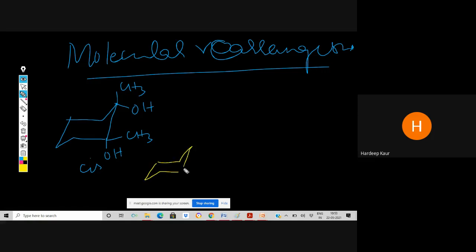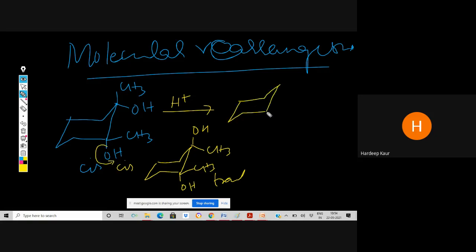So trans case में क्या होगा? So I will keep one set constant, ਦੂਜੇ ਨੂੰ reverse ਕਰ ਦਿਆਂਗੇ. CH3 is here, OH is here. So this is trans isomer and this one is cis. ਹੁਣ ਤੁਹਾਨੂੰ ਪਤਾ ਹੈ ਕਿ pinacol-pinacolone rearrangement ਕੀ ਹੁੰਦਾ ਹੈ? There occurs the formation of carbocation. ਜਦੋਂ H positive ਪਾਵਾਂਗੇ, this will be protonated and we will be getting a cyclohexane with positive charge here.